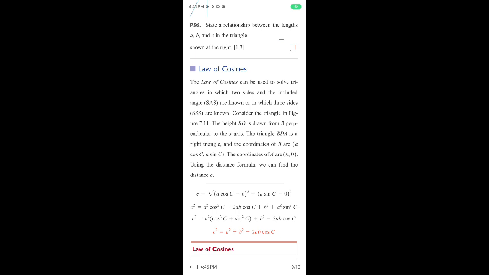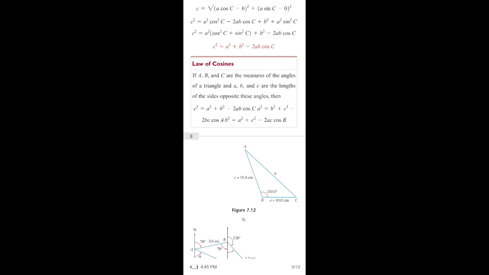Now, let's talk about the law of cosines. The law of cosines can be used to solve triangles in which two sides and the included angle are known, or in which three sides are known. And we have here the formula for the law of cosines, where c squared equals a squared plus b squared minus 2ab cosine C. For a, we have a squared equals b squared plus c squared minus 2bc cosine A, and for b, we have b squared equals a squared plus c squared minus 2ac cosine B.